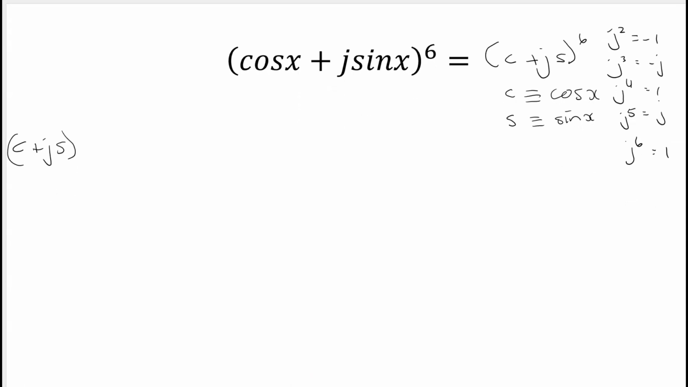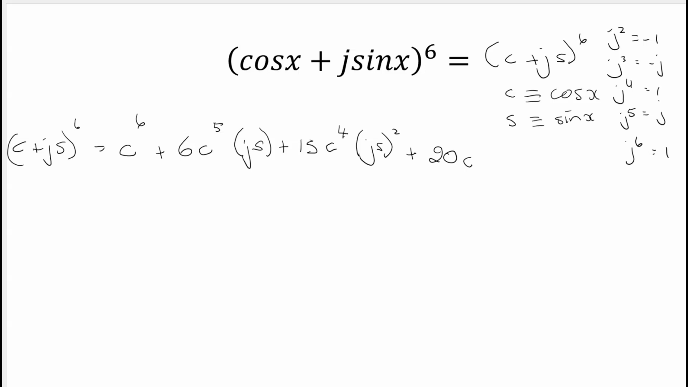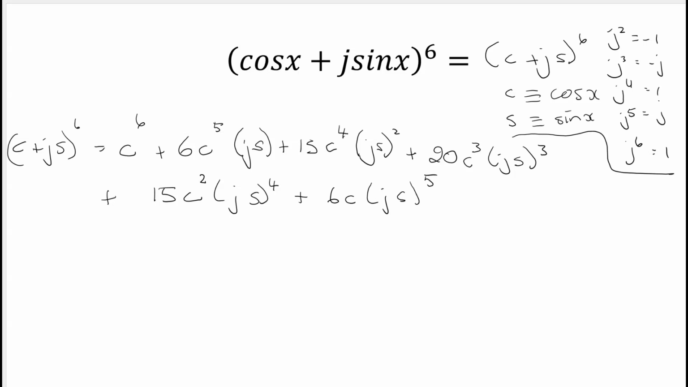Right, c plus js to the power of 6 is equal to c to the power of 6 plus 6c to the power of 5. Now we just have to be careful. The other term this time, the equivalent of b, is to the power of 1 plus 15c to the power of 4 times js to the power of 2 plus 20c cubed times js to the power of 3. Plus 15c squared js to the power of 4 plus 6c js to the power of 5 plus, well, there's no more 6, there's no more c, so it'll just be js to the power of 6.